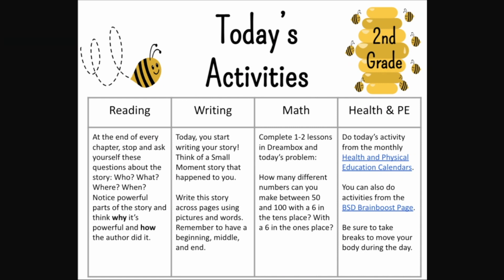What were the tricks the author used to make that part so powerful? Today, we're going to start writing your story. We want you to think about a small moment story that actually happened to you. You're going to write this story across pages, using pictures and words. If you remember, a small moment story is something that really happened to you, but it didn't take a long time. It wasn't your whole entire camping trip. It was the small moment where you saw a snake on your camping trip, right?